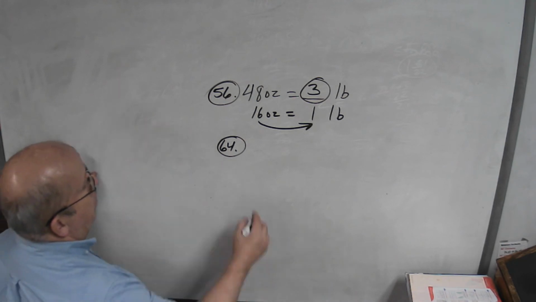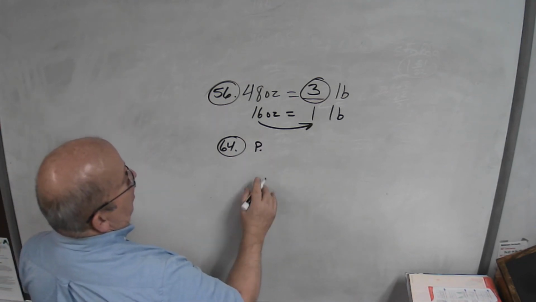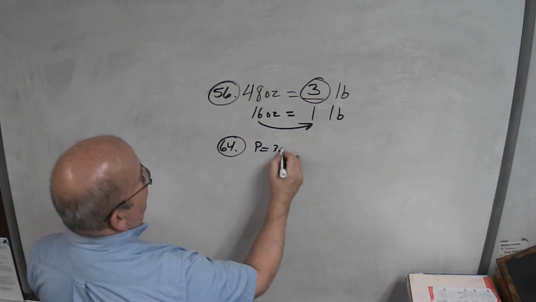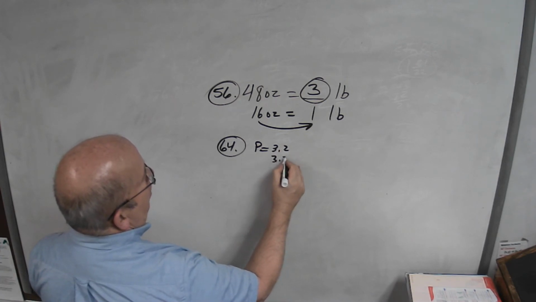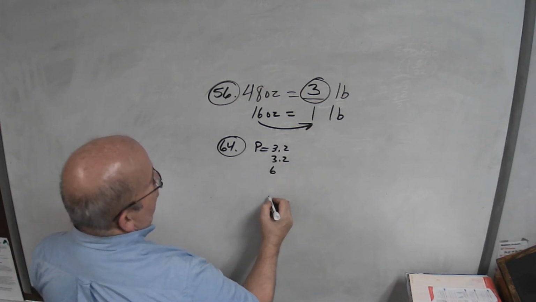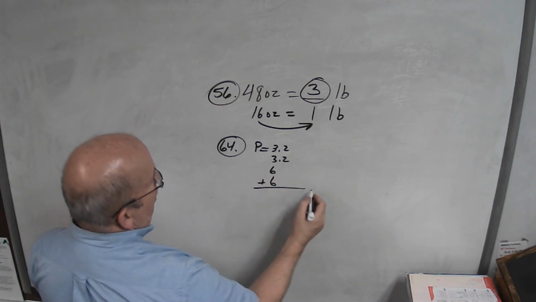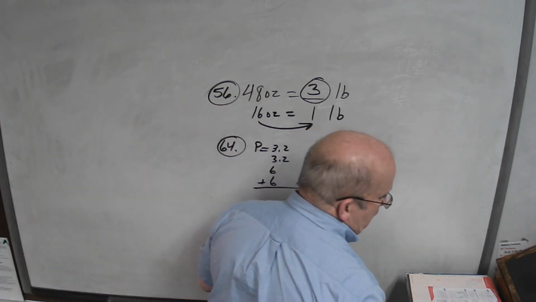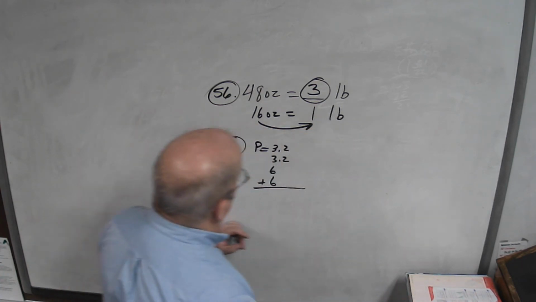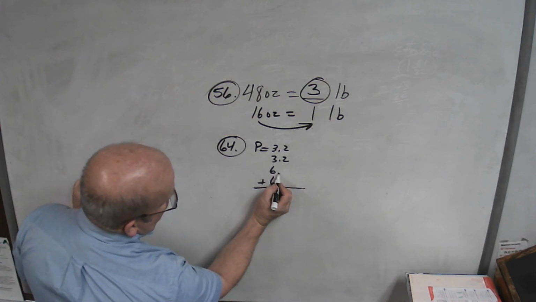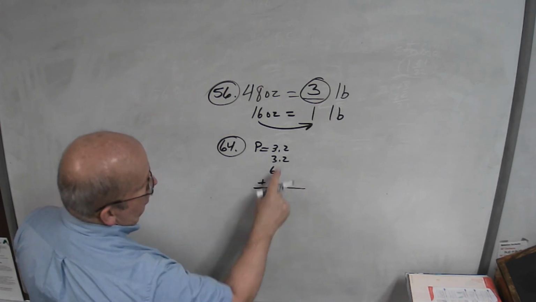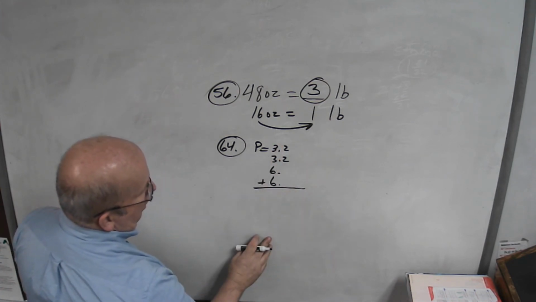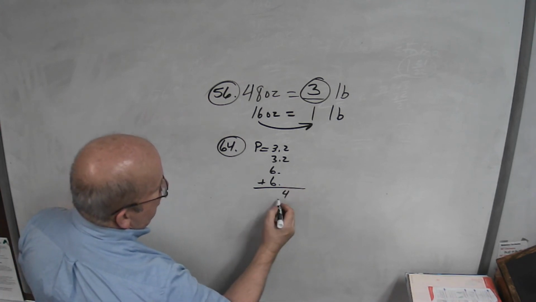So if I'm going to find the perimeter, I'm going to take 3.2, add it to another 3.2, add it to a 6, and add it to another 6. Notice how I lined up the decimal points in that problem. The 6 has a decimal point that's right here. We don't see it, but we know it's there. I lined up all the decimal points, and now I just add.